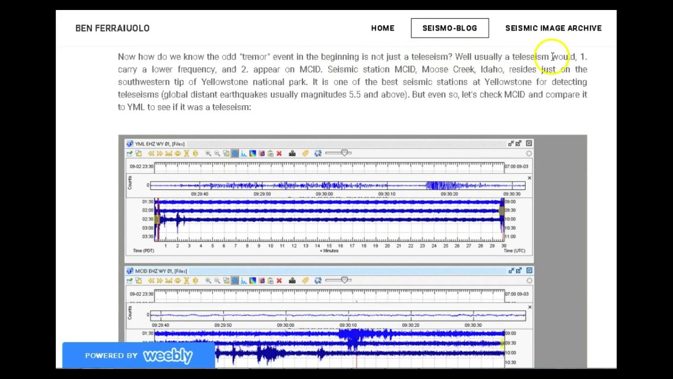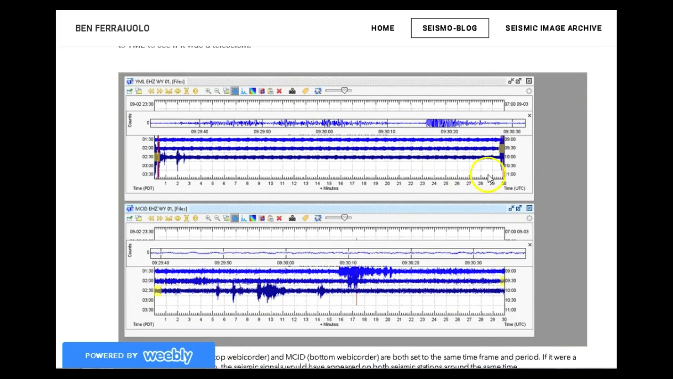Well, usually a teleseism would carry a lower frequency and, 2, appear on MCID. Seismic Station MCID, Moose Creek, Idaho, resides just on the southwestern tip of Yellowstone National Park. It is one of the best seismic stations at Yellowstone for detecting teleseisms, global distant earthquakes, usually magnitude 5.5 and above. But even so, let's check MCID and compare it to YML to see if it was a teleseism.